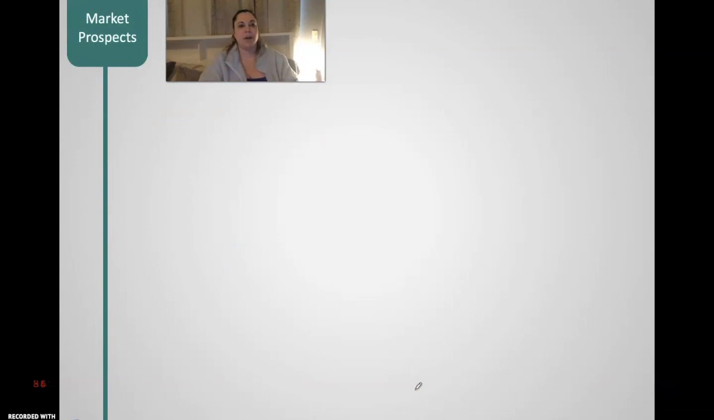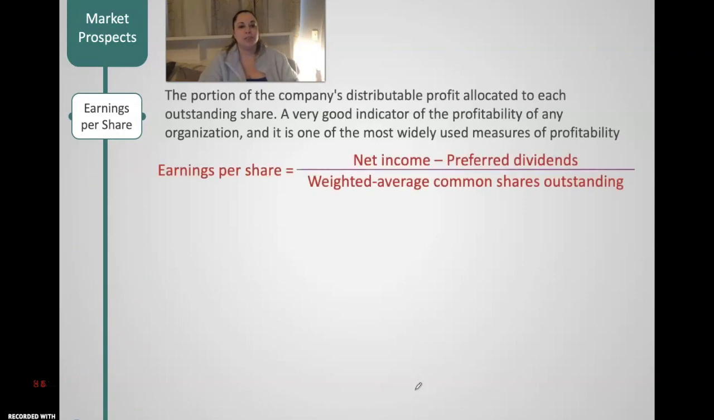Okay, so next we have market prospects. So this is really how well companies are doing in the stock market. First we have earnings per share. This is a pretty important indicator of how a company is doing. A lot of people in finance really like to know what the earnings per share is. They also call it EPS.